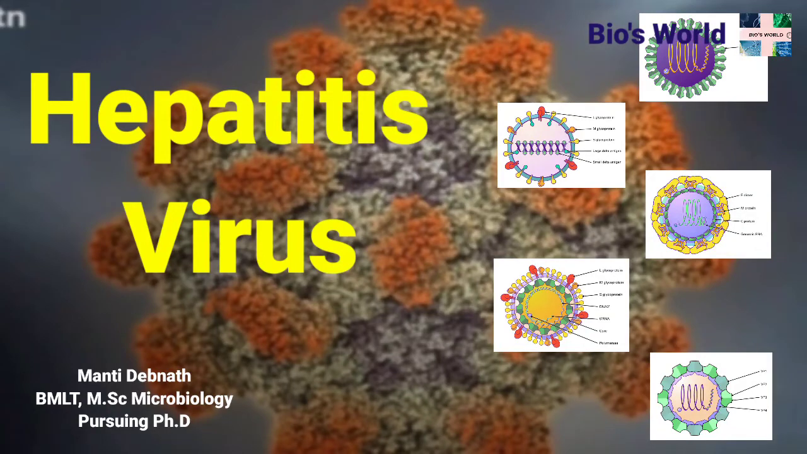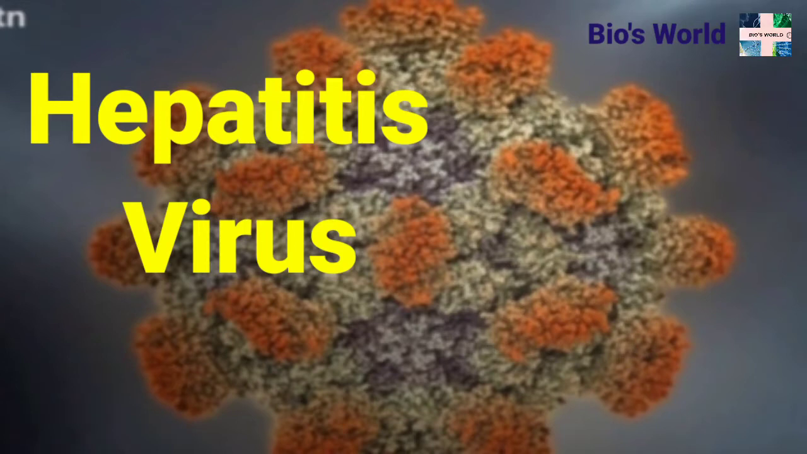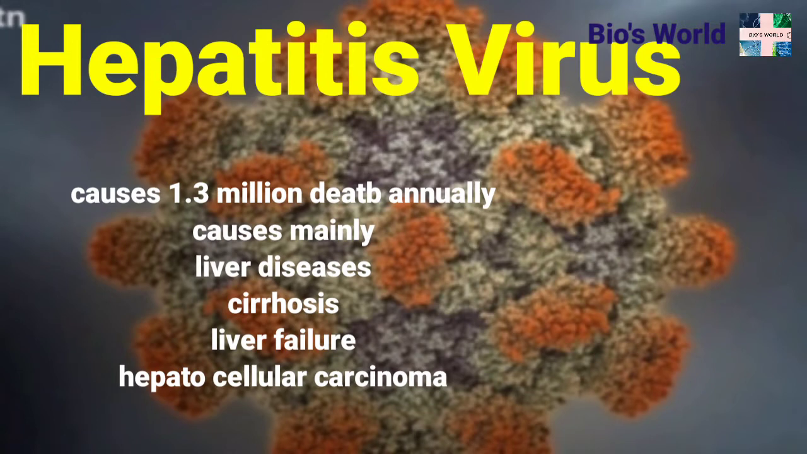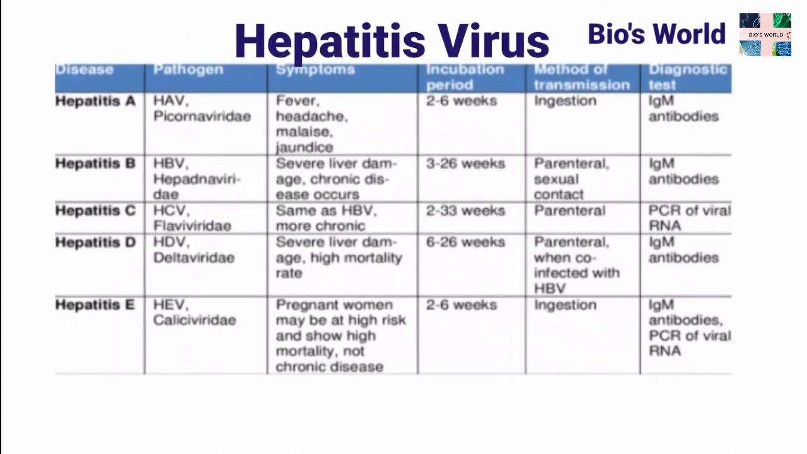Today's topic is hepatitis virus. It causes 1.3 million deaths worldwide annually and causes liver disease, which includes acute and chronic infection, liver failure, cirrhosis, and hepatocellular carcinoma. Currently, there are 5 main varieties of hepatitis virus and 6 poorly characterized.